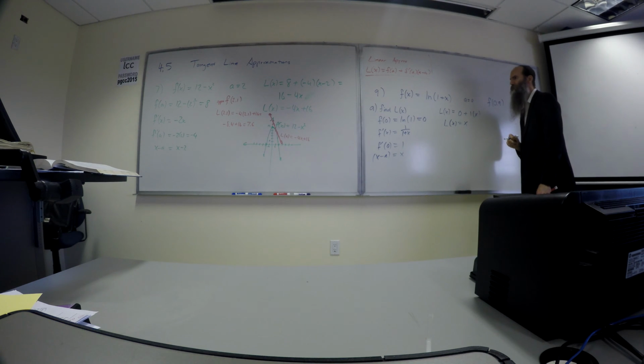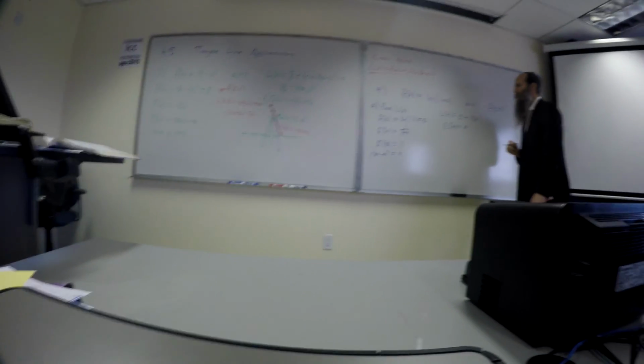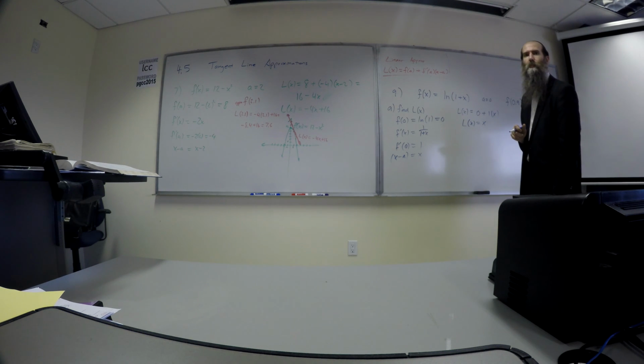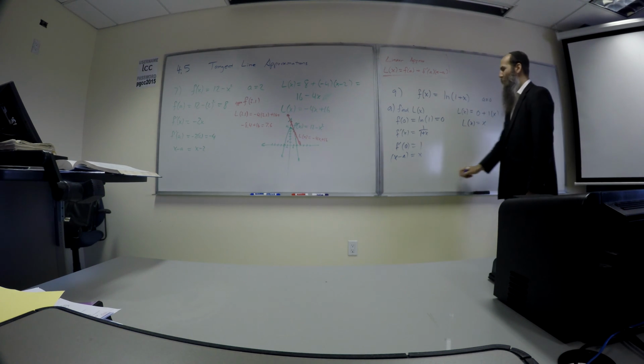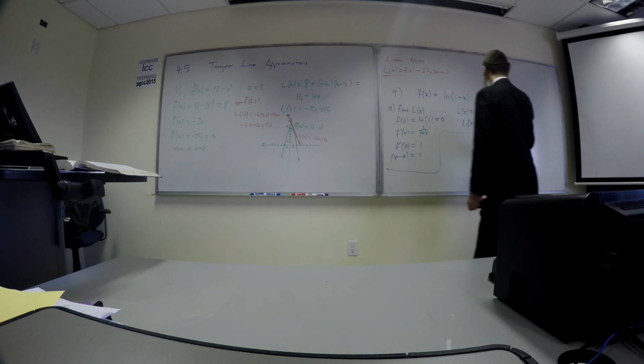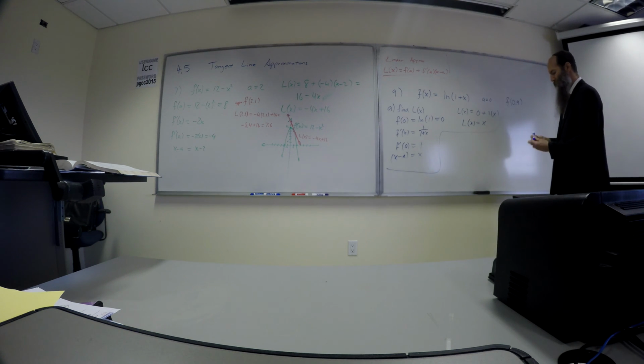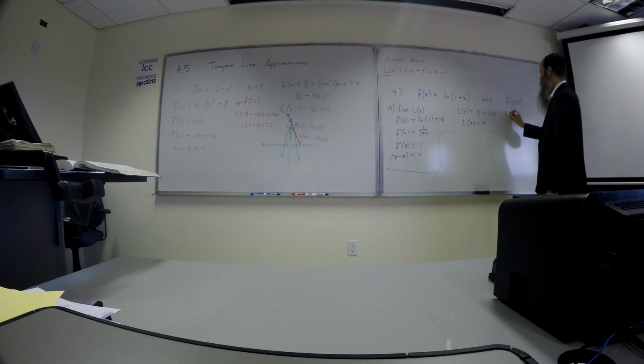What was part 2? Draw the graph. So right now, that was pretty much step 1, just find L of x. That was all step 1. That was part A. Part B. Graph F and L.